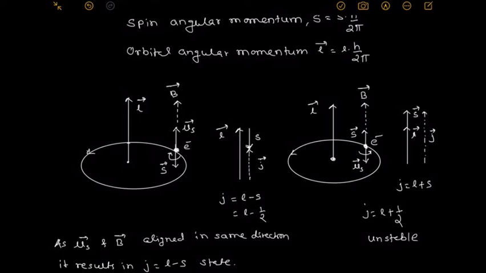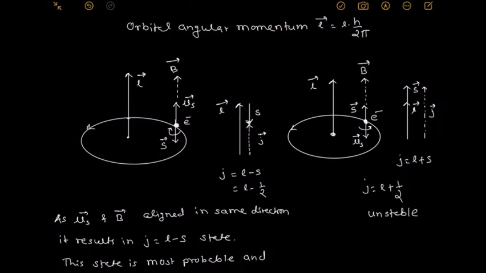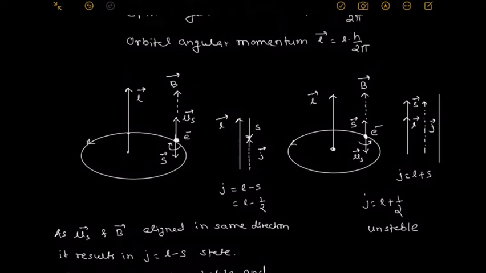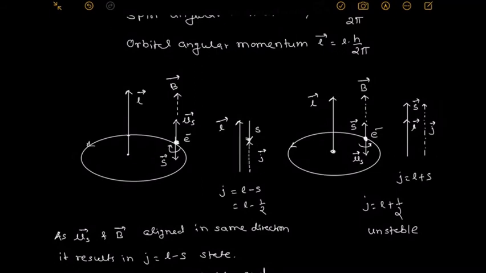If J equal to L minus half, in which case L and S are oppositely directed, the energy state of the electron in that alignment is always smaller, means it is more stable. And if it is more stable, the energy state under that alignment always lies deeper as compared to the other state. Now what is the other state that we show here?